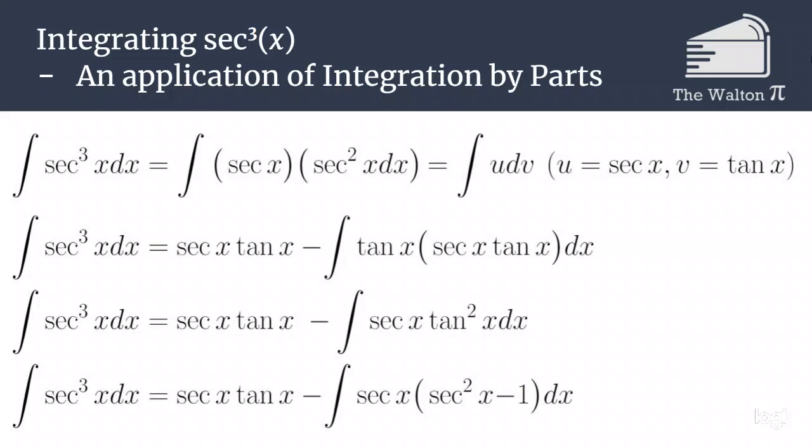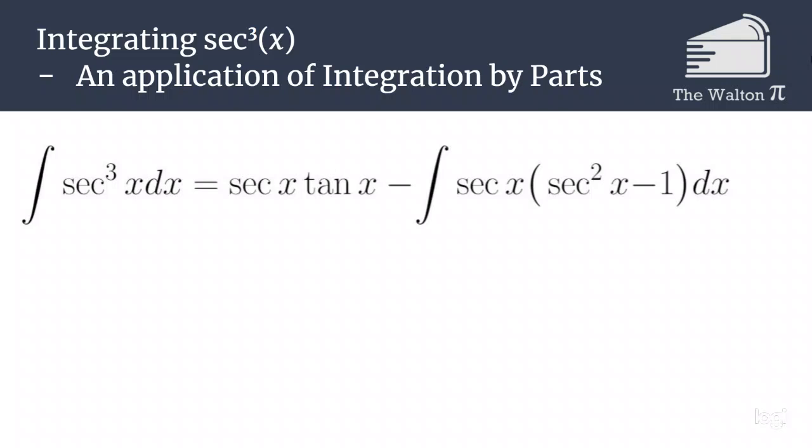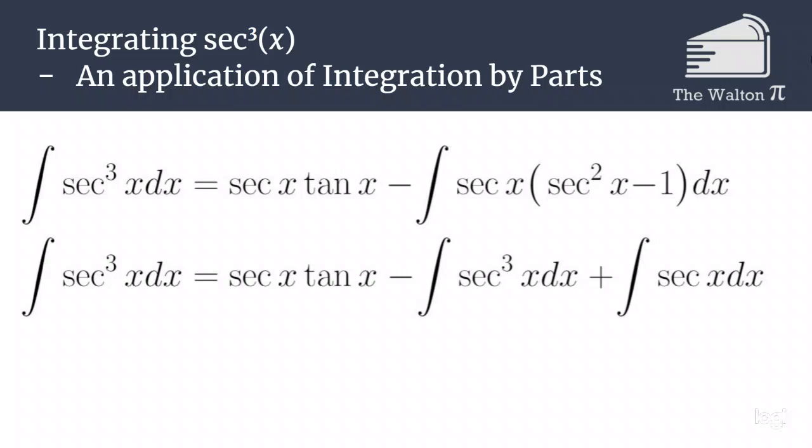If we do a substitution, so we substitute tangent squared of x for secant squared x minus 1, this is going to give us a way that we can tackle this problem. So the integral of secant cubed x dx is secant x tangent x minus the integral of secant x times secant squared x minus 1 dx. If we distribute the secant x through the secant squared x minus 1, and then rewrite this as two different integrals, this becomes the integral of secant cubed x dx equals secant x tangent x minus the integral of secant cubed x dx plus the integral of secant x dx. So that's what this is all rewritten.